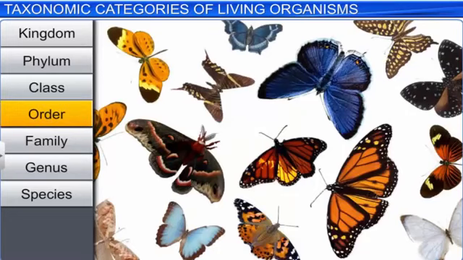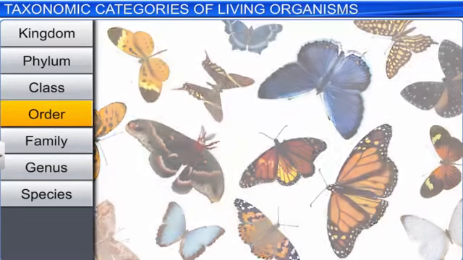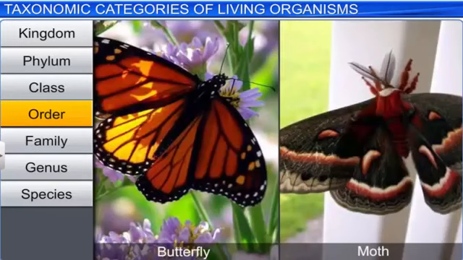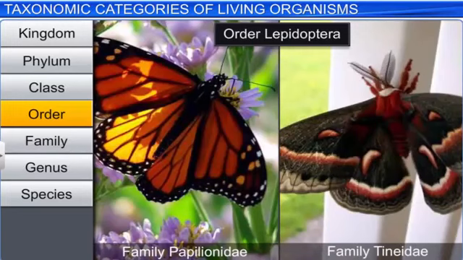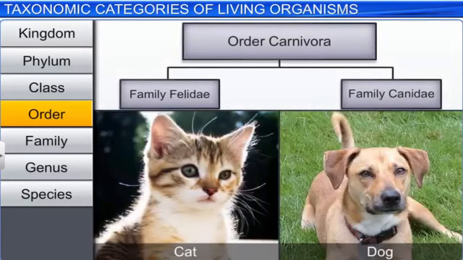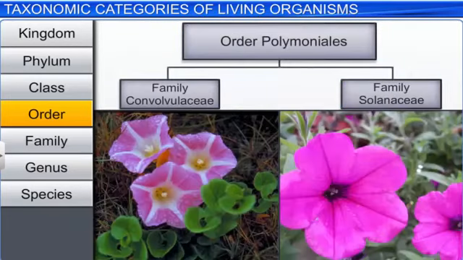Order is the next category, which is a collection of related families. However, the number of similarities is less than that seen in a family. For example, the order Lepidoptera includes butterflies and moths belonging to the families Papilionidae and Tineidae, respectively. Similarly, families like Felidae and Canidae are included in the order Carnivora, while plant families like Convolvulaceae and Solanaceae are included in the order Polymoniales on the basis of floral characters.